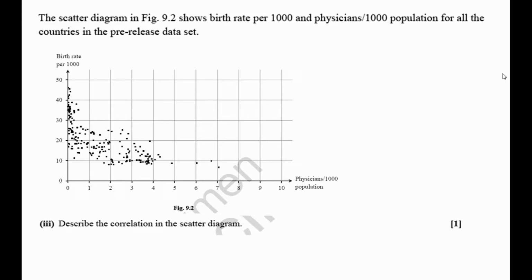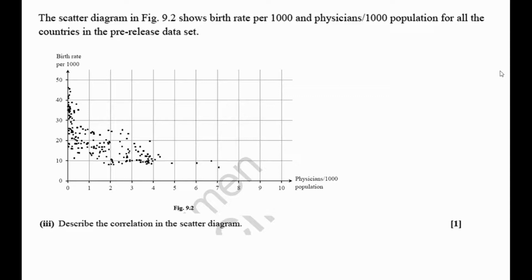Okay, so the scatter diagram in figure 9.2. The scatter diagram shows birth rates per thousand and physicians per thousand for all countries in the pre-release dataset. Describe the correlation in the scatter diagram.